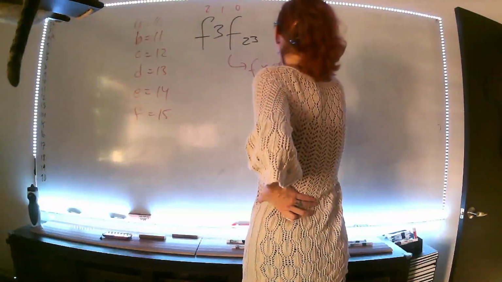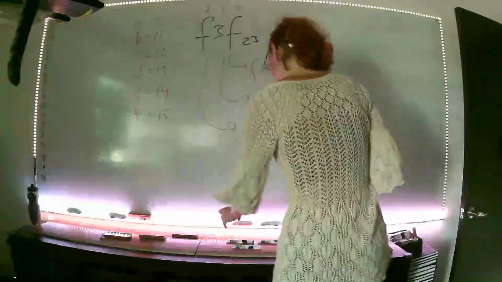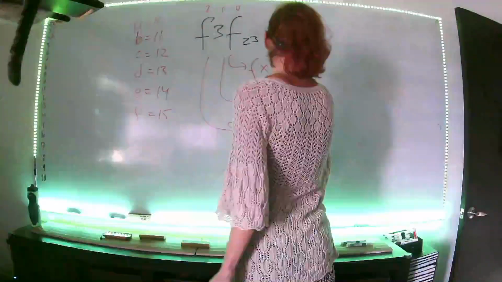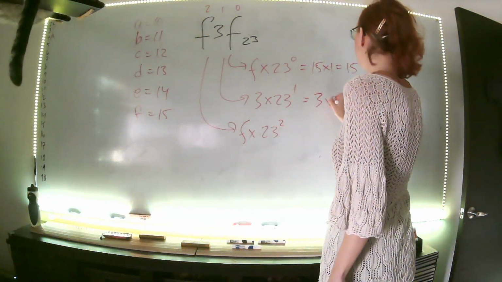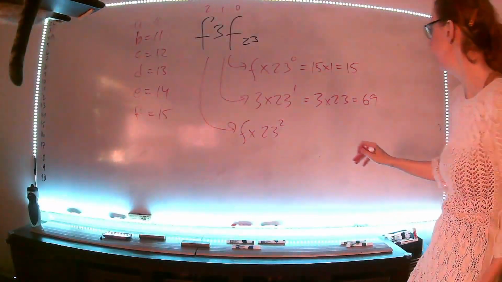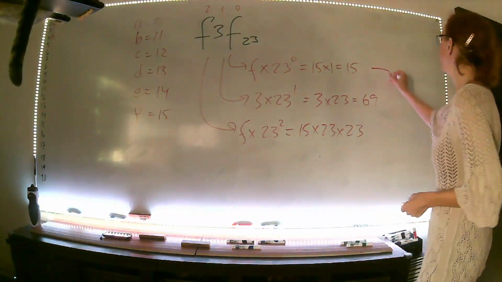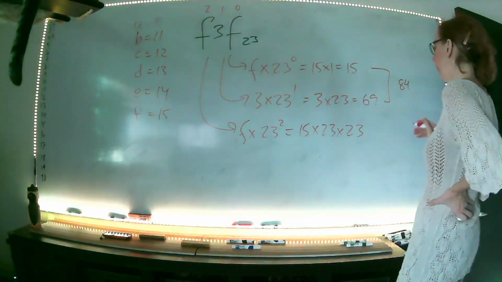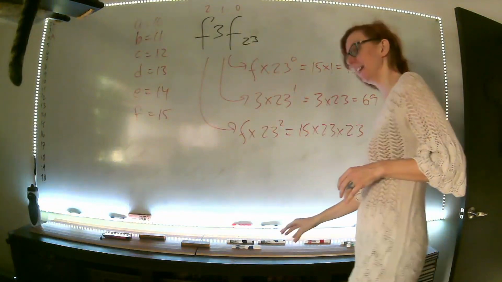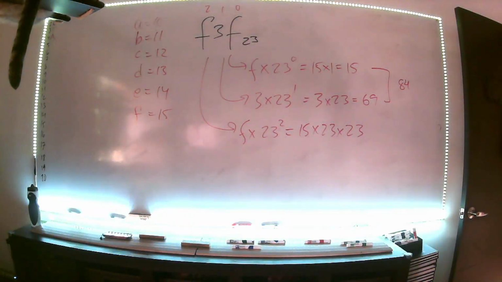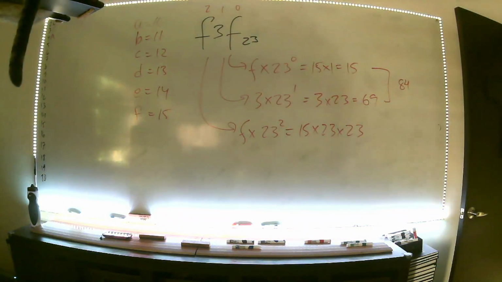So these are again powers 0, 1, 2. So I have F times 23 to the 0, 3 times 23 to the 1, and F times 23 squared. So this is 15 times 1, which is a 15. This is 3 times 23, which looks a lot like 69. And this is 15 times 23 times 23. Okay, so this part is easy. Here I have a 84. Here I have some kind of an unpleasant cluster, and we are going to try to estimate this number to try to save time. So we have 5,000 something, 6,000 something, 8,000 something, 12,000 something, and 15,000 something as options.